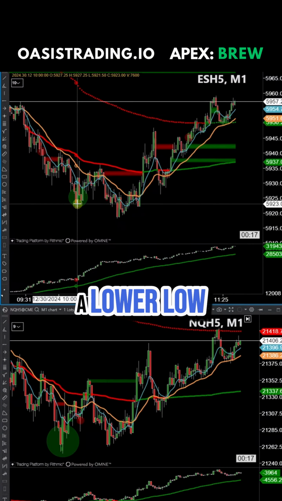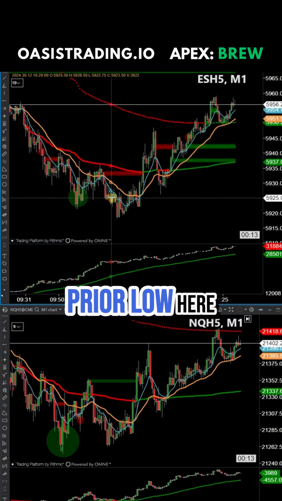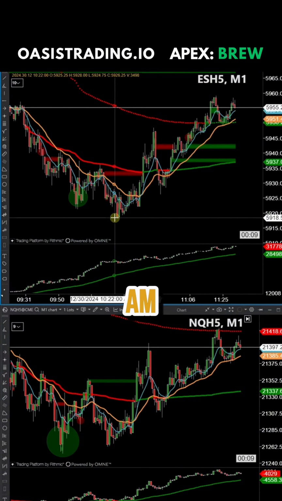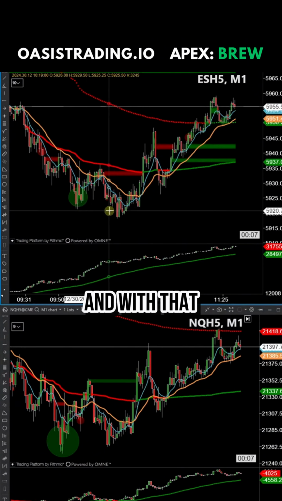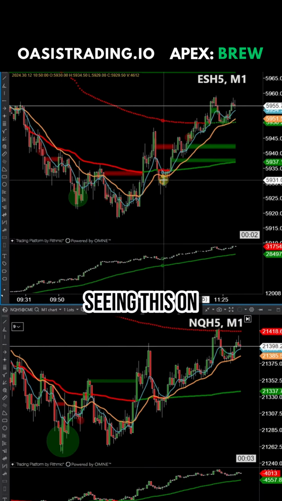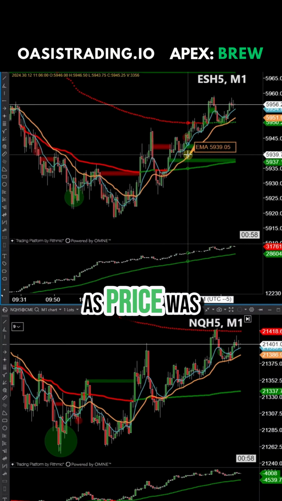So we had a lower low on price. You can see price broke this prior low here and put in a new low around 10:21 a.m. And with that lower low, the delta was still going up. So we were seeing this on pretty much the entire day. Delta was rising as price was falling.